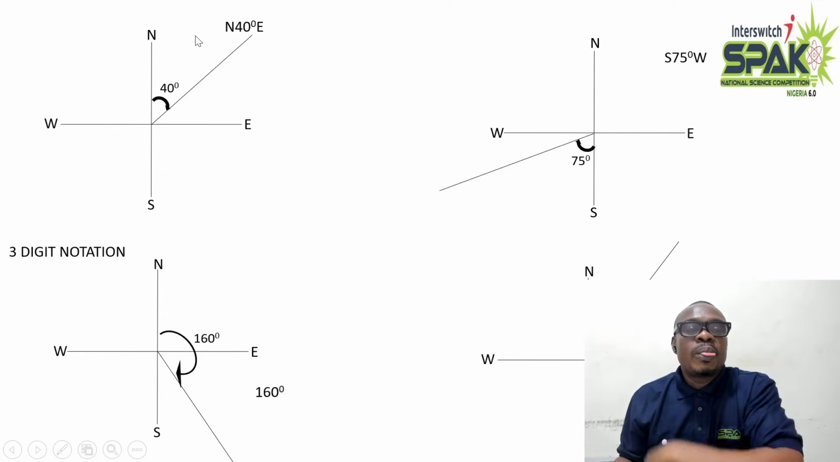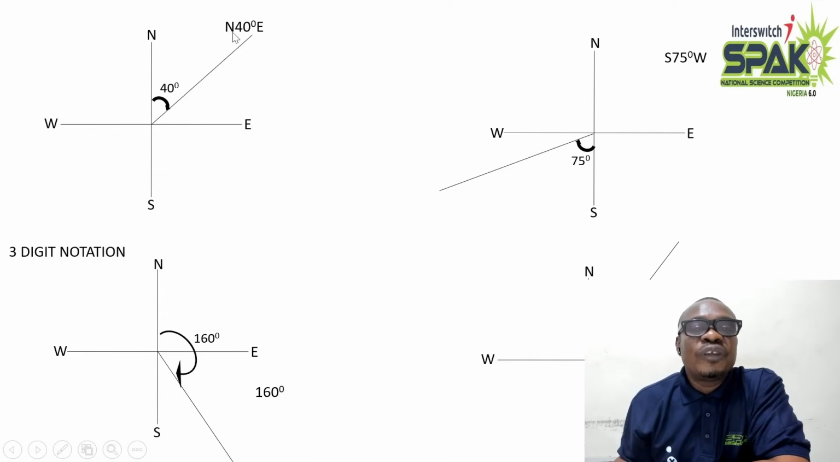Now this particular one here is not north 40 degrees east. When we come to this point, 040 degrees, you can see that you have 3 digits here, 0, 4, 0, indicating that this is your three-digit notation. So for all three-digit notation, that must be in 3 digits.